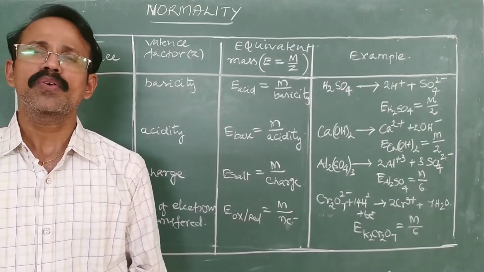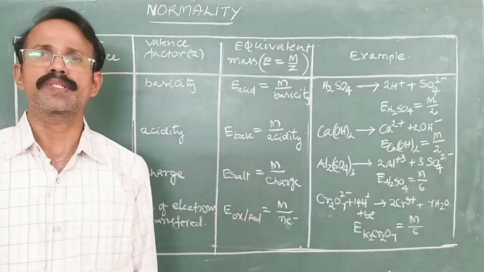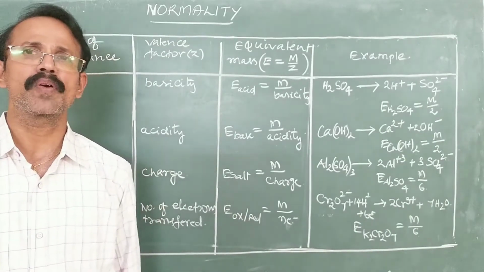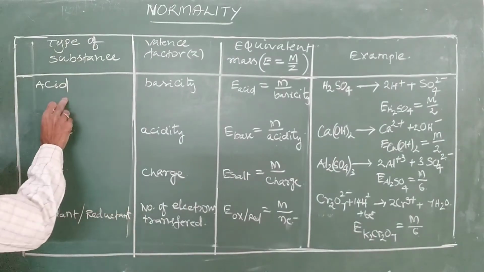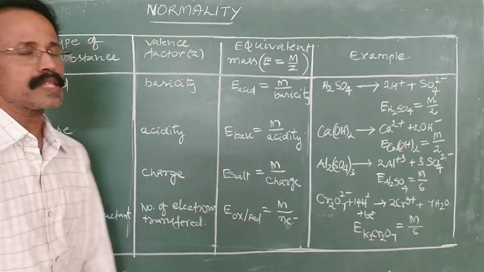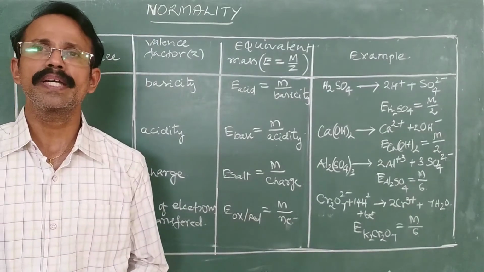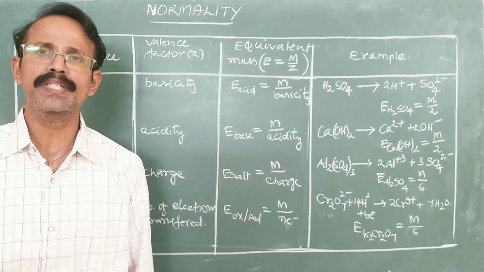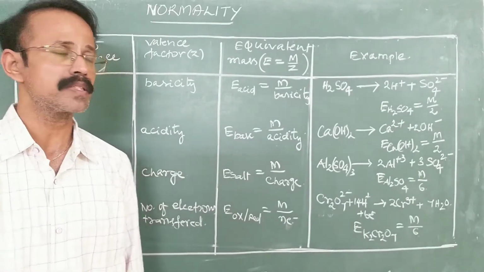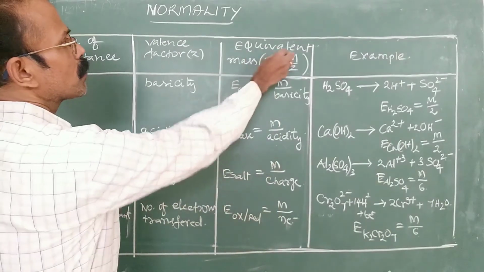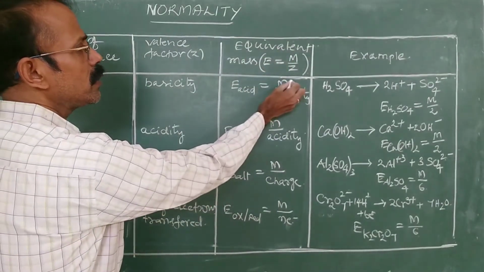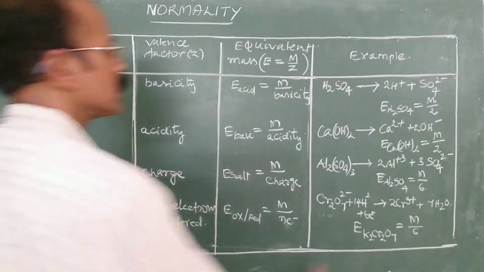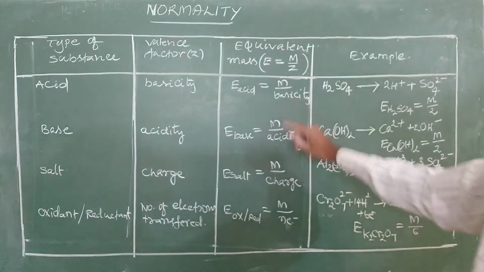Now I'll explain how to calculate the equivalent mass of different substances like acids, bases, salts and oxidizing and reducing agents. For acids, the valence factor is equal to basicity. Basicity is nothing but the number of H plus ions given by one molecule of acid. So the equivalent mass of an acid is obtained by dividing the molecular mass by the basicity, that is, the number of H plus ions given by one molecule of the acid.